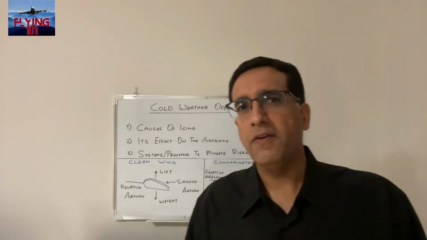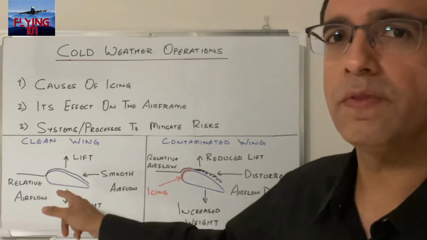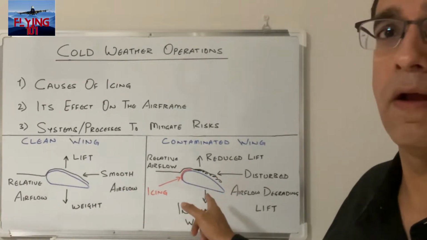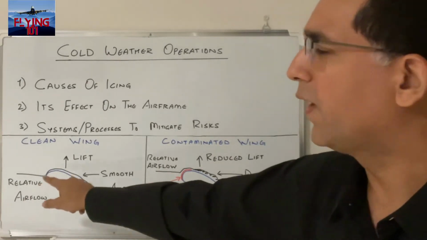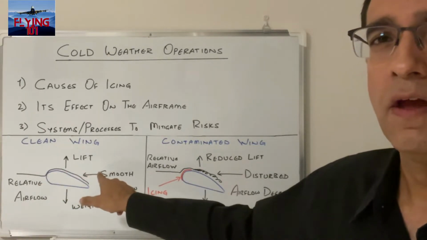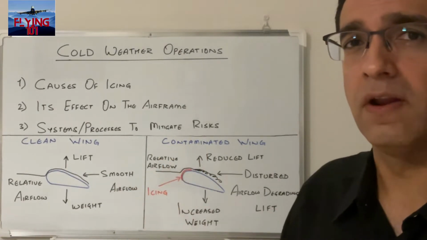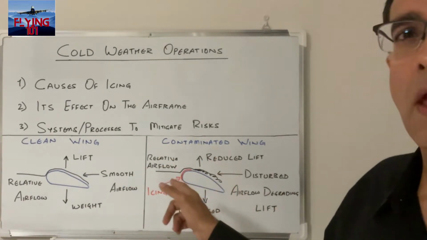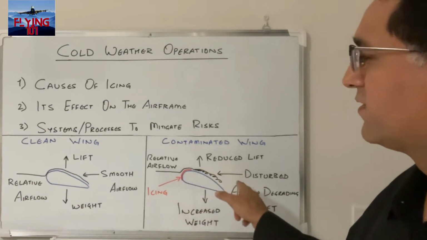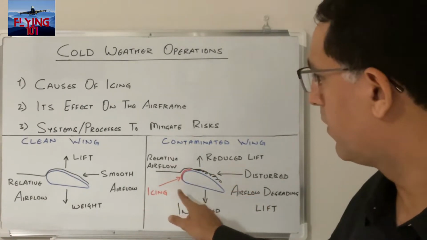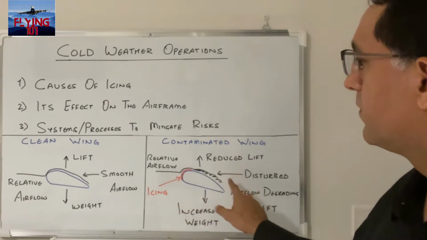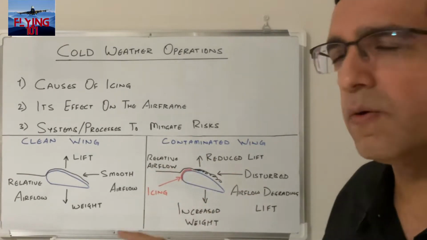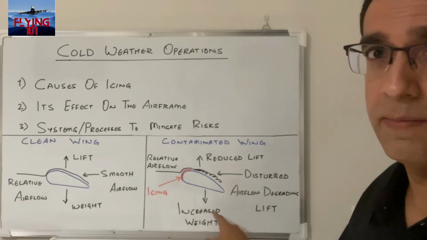In this little illustration, we have a clean wing on the left and a contaminated wing on the right. As we can see, the airflow over the clean wing is smooth, which is conducive to normal lift generation. On the right, however, the airflow over the wing is quite disturbed due to ice accretion on the leading edge of the wing, and this is degrading its lift characteristics whilst increasing the aircraft's weight.